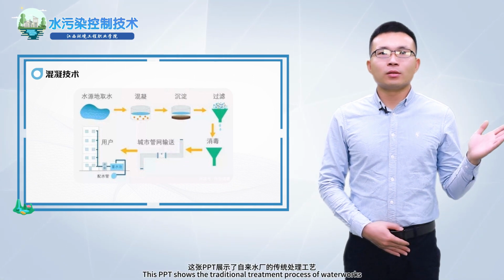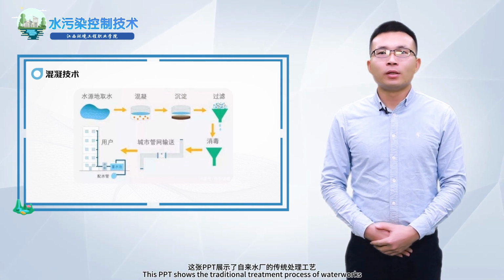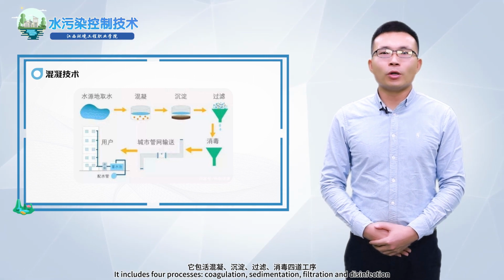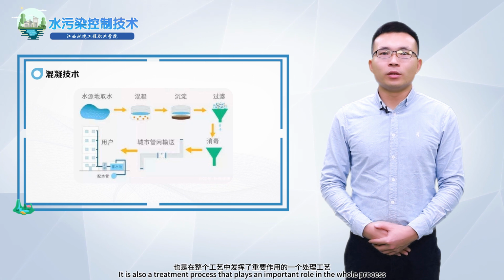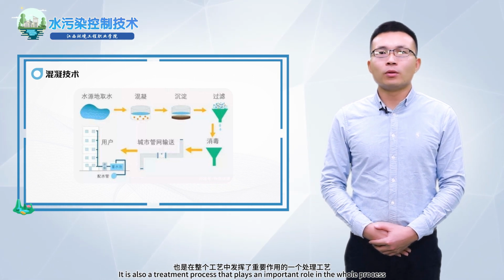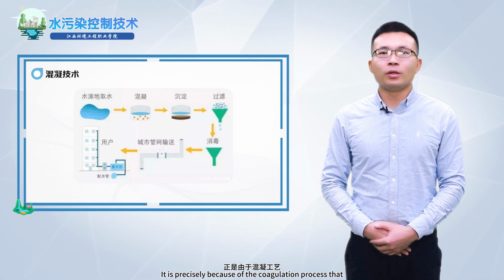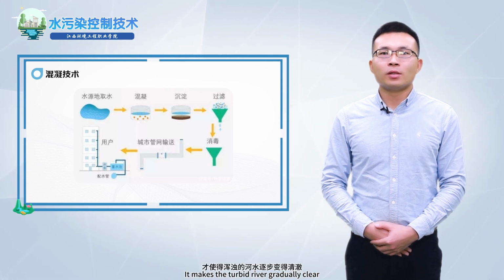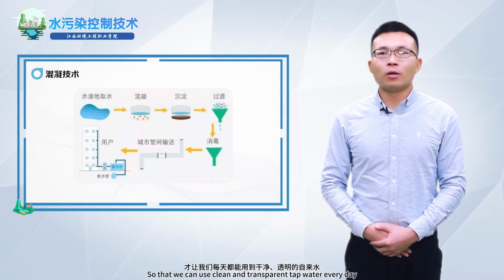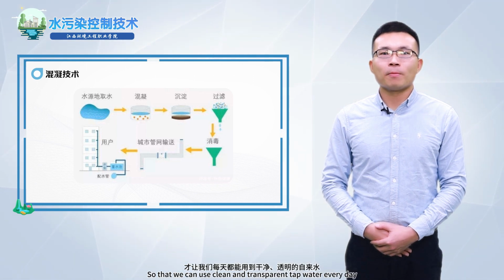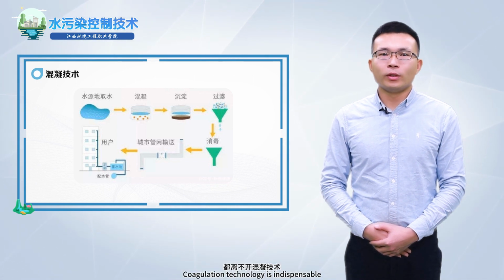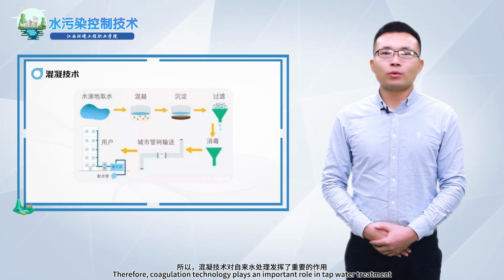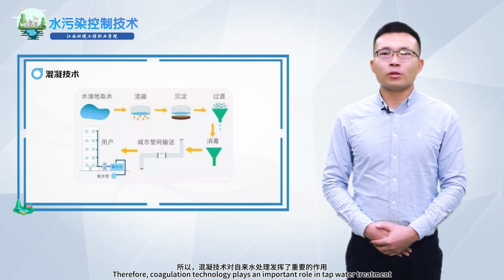This PPT shows the traditional treatment process of waterworks. It includes four processes: coagulation, sedimentation, filtration and disinfection. Coagulation is the first treatment process. It is also a treatment process that plays an important role in the whole process. It is precisely because of the coagulation process that the turbid river water gradually becomes clear, so that we can use clean and transparent tap water every day. For waterworks with surface water as the water source, coagulation technology is indispensable. Therefore, coagulation technology plays an important role in tap water treatment.